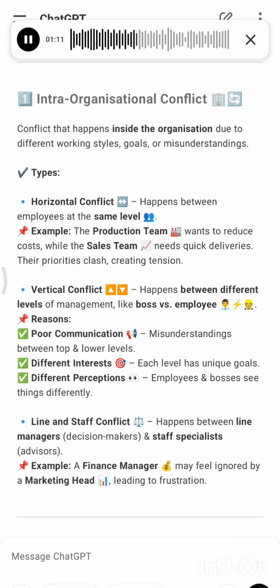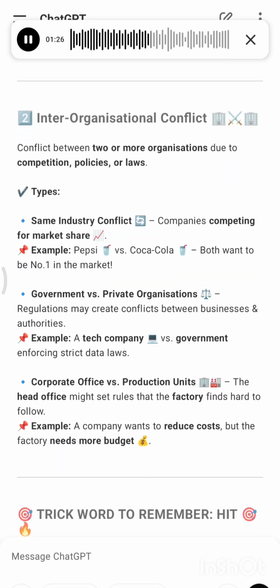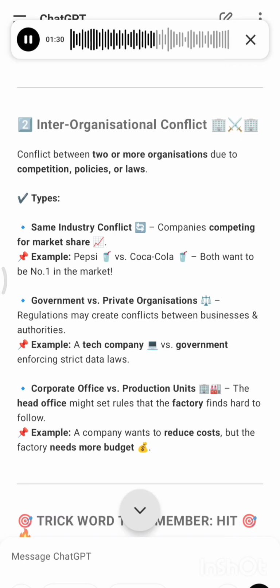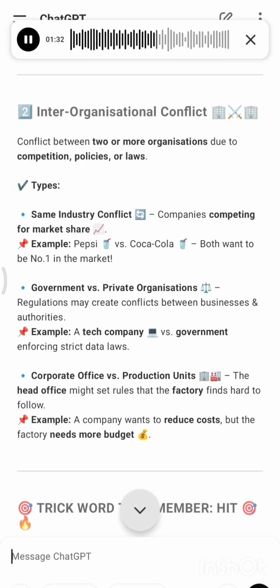Line and staff conflict happens between line managers, decision makers, and staff specialists, advisors. Example, a finance manager may feel ignored by a marketing head, leading to frustration. 2. Interorganizational conflict. Conflict between two or more organizations due to competition, policies, or laws.